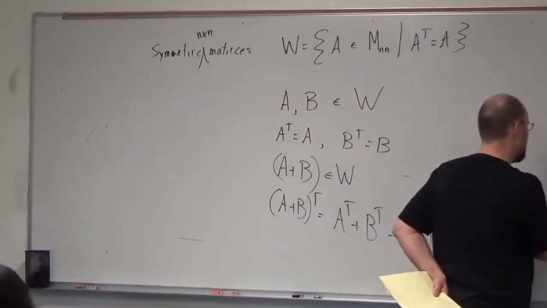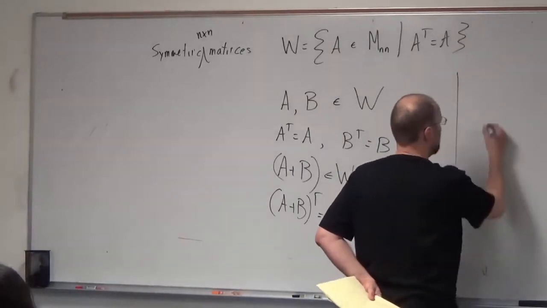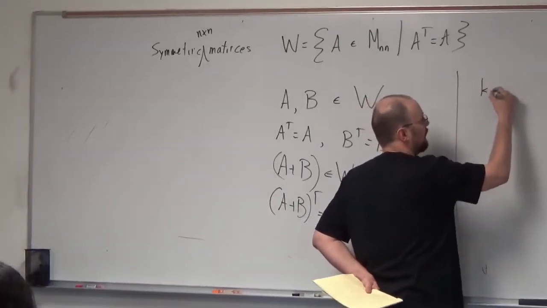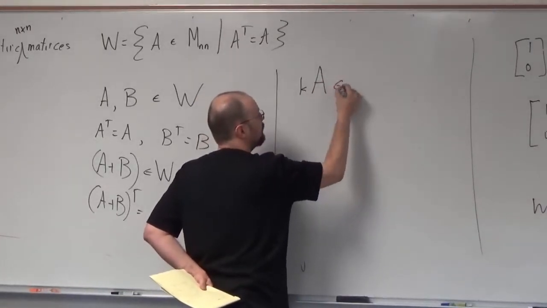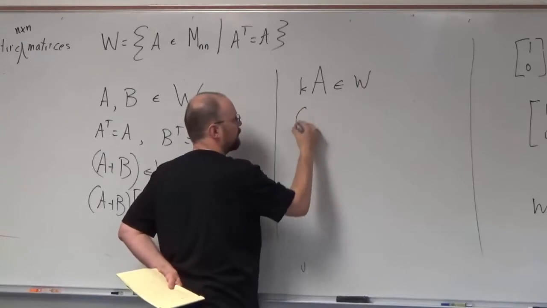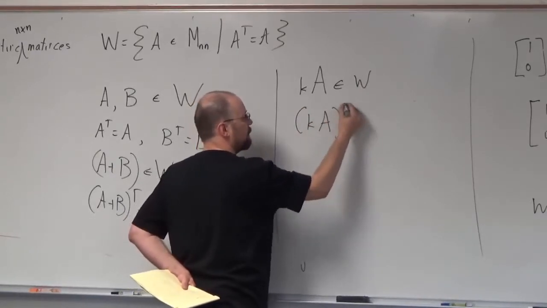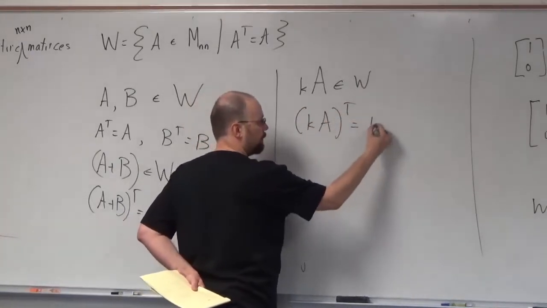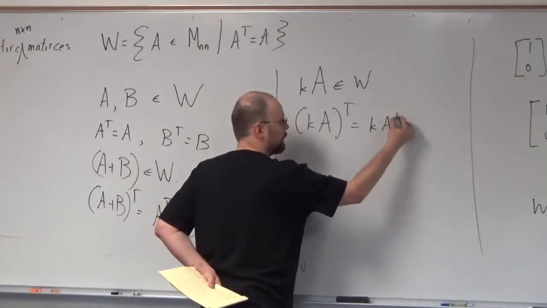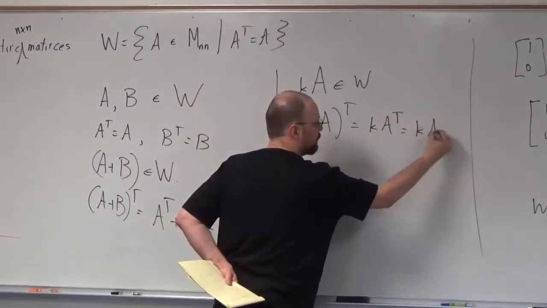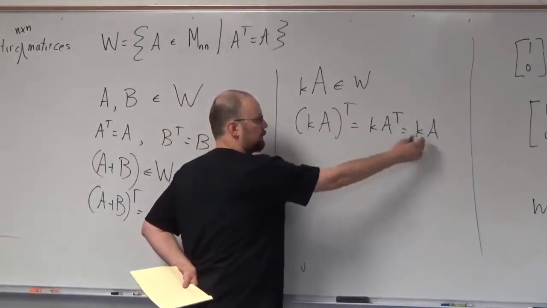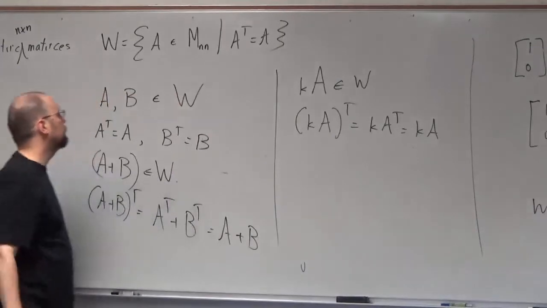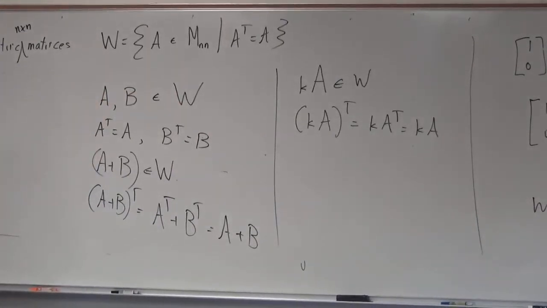And scaling, yes. You take a scalar K and a symmetric matrix A. Is it in W? Well, of course it is. Because when you transpose this, the transpose of a number is just that number, so you get K times A transpose, and A is symmetric, so A transpose is A. So K times A transposed is equal to itself, so it's symmetric. So that's an example of a subspace which consists of matrices.